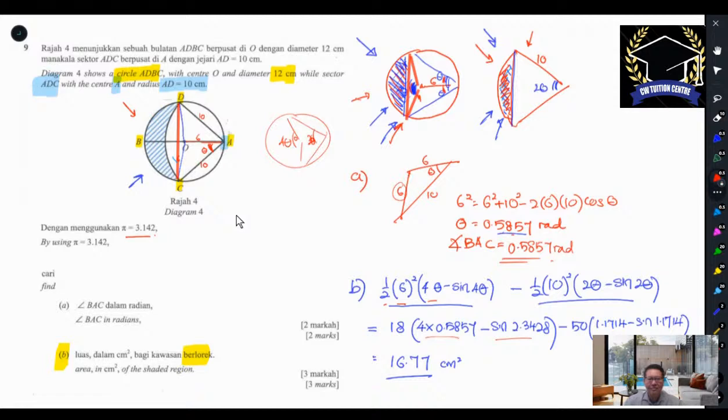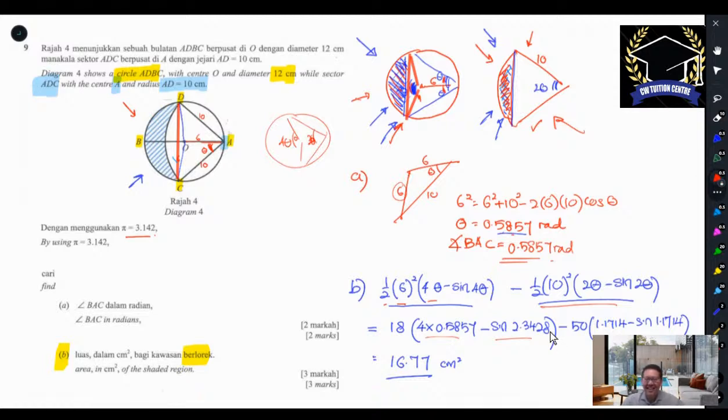Then minus the half, this part is the segment for the second partial circle. R square theta minus sine theta. So the rest is pressing calculator. Okay, flashy. Okay, yeah.